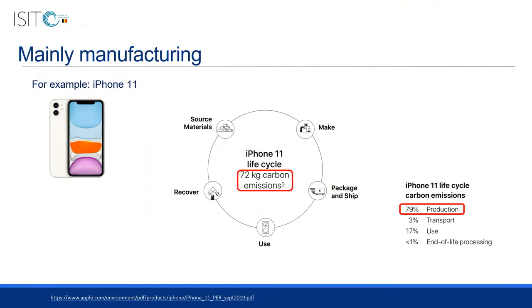When you see transport, that includes, for example, the packaging. If you are told that your smartphone is really green because the packaging is fully recycled, etc., it's not the case at all, unfortunately. And then the rest comes into the usage phase in terms of impact.